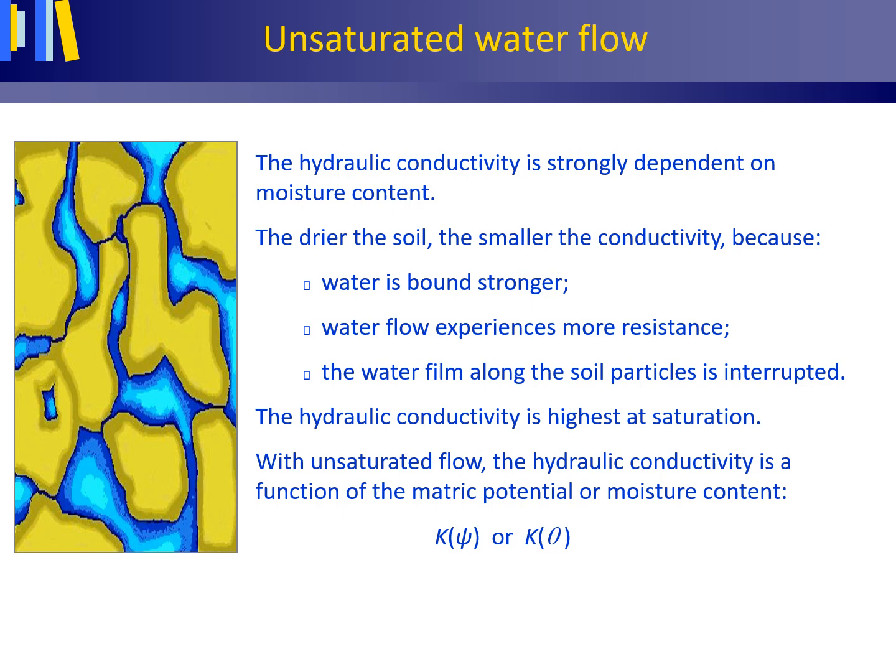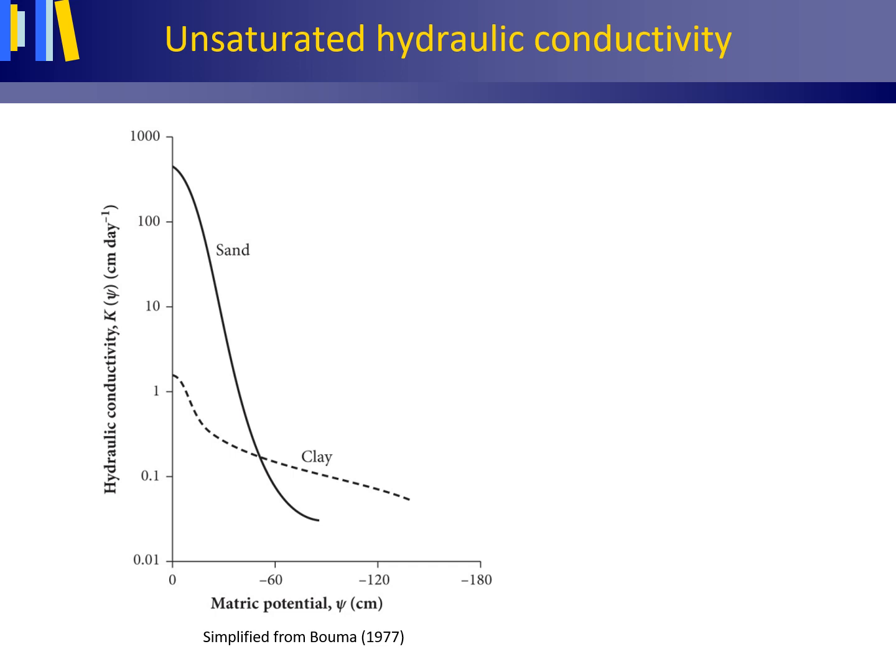This figure shows the unsaturated hydraulic conductivity on the vertical axis as a function of the matrix potential on the horizontal axis for a sand and clay soil. The curves show a declining unsaturated hydraulic conductivity with a more negative matrix potential for these two types of soil.